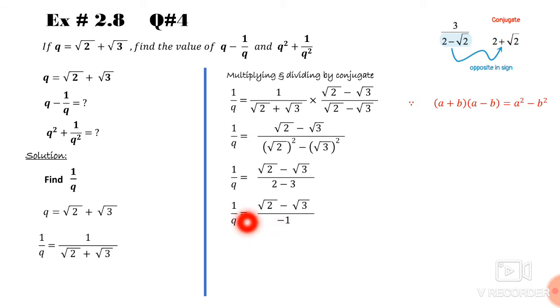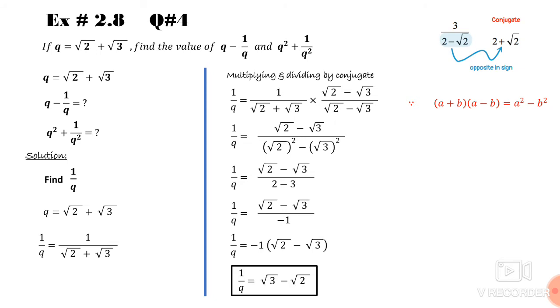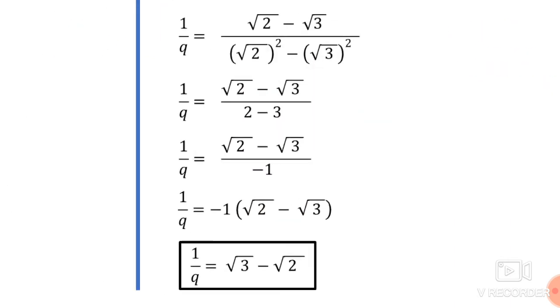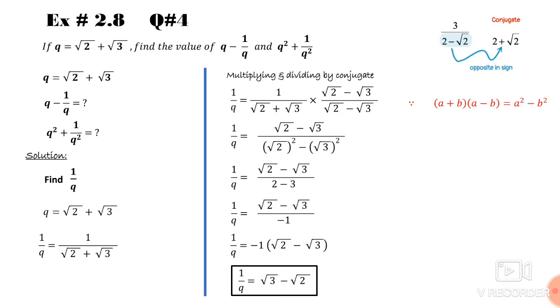Shift this minus sign from denominator to numerator. The whole numerator will be multiplied with this minus sign, and the answer is square root 3 minus square root 2. This is our 1 upon q, which we can use further. q was given to us and we have found the value of 1 upon q. Now we are going to find q minus 1 upon q.